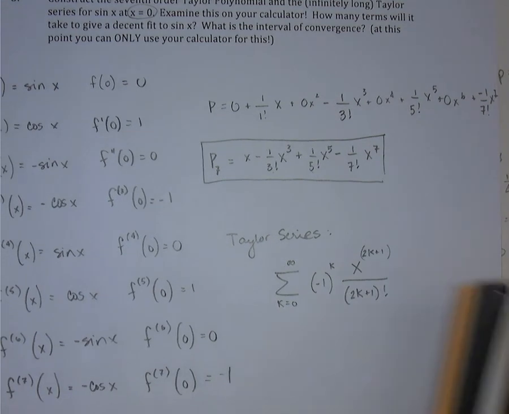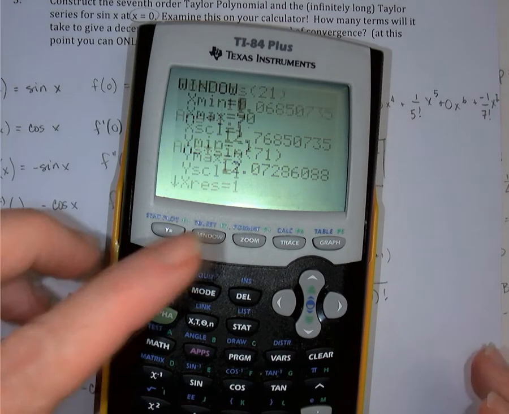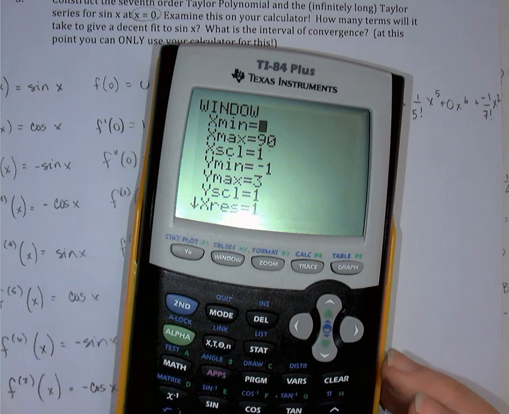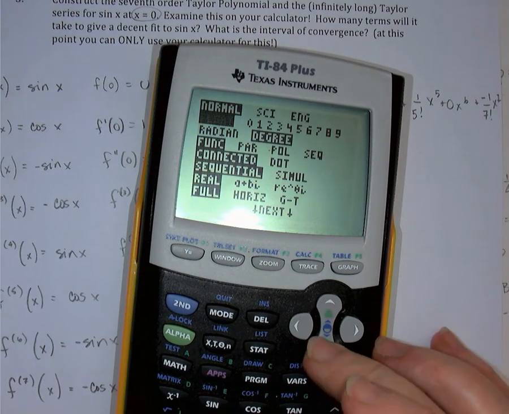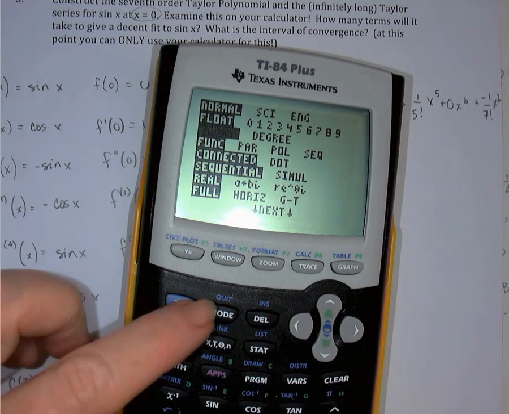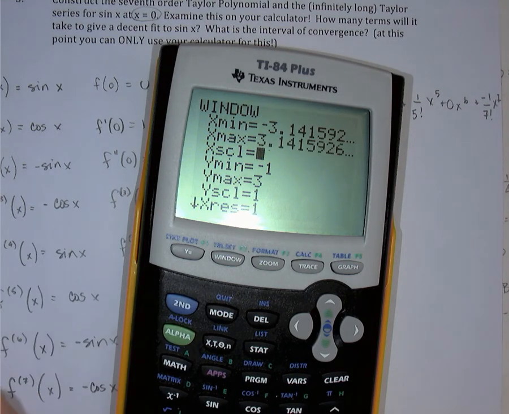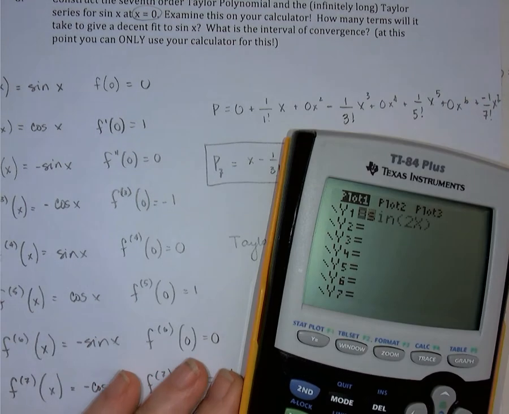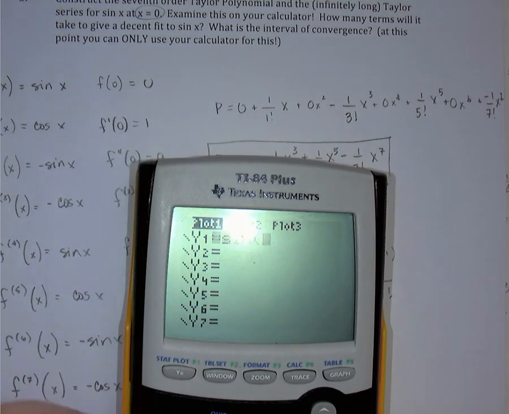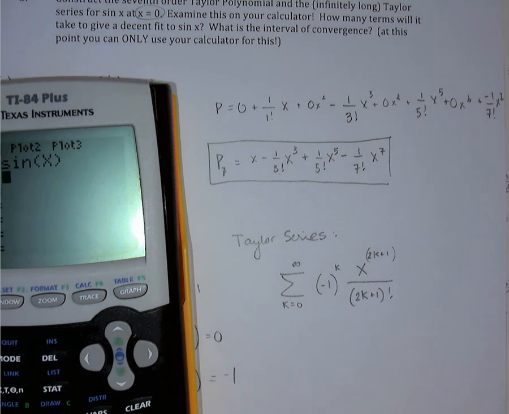Let's just take a look at this and see what it looks like. So let me just change back to radian mode, and from my window, I'm going to say negative pi to pi. I know I don't have to have very big y values. For y sub 1, I'm just going to plug in sine of x. For y sub 2, I'm going to plug in as many terms as I can. So we're going to have x minus, and I'm going to type this in as x to the third, but then divided by 3 factorial.